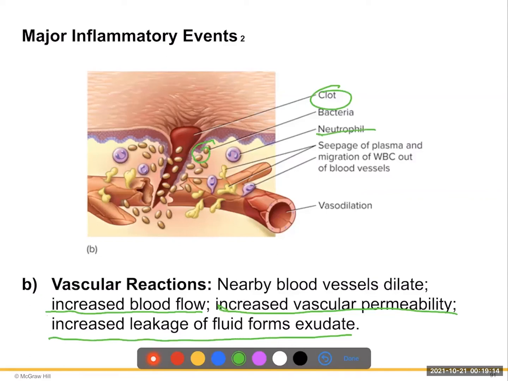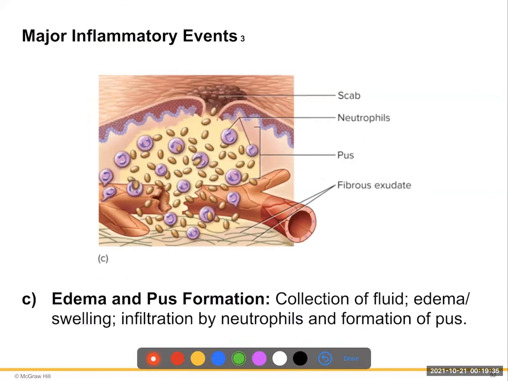Neutrophils, those are leukocytes. Okay. You get seepage of plasma and migration of white blood cells out of the blood vessels. So now the white blood cells, these are white blood cells right here, they start to leak out of the blood vessels so they can invade that area. Okay. The edema and pus formation.